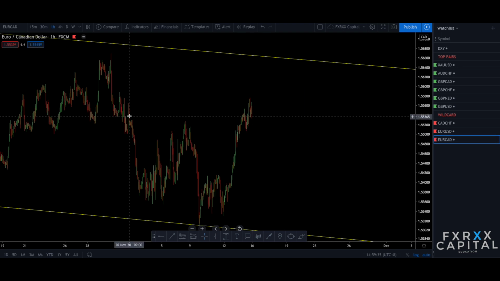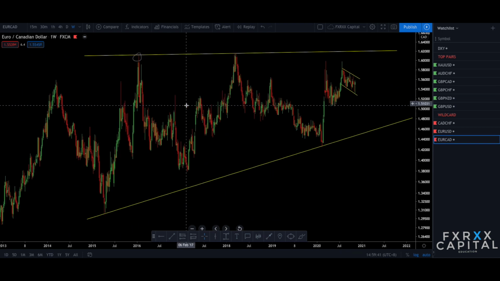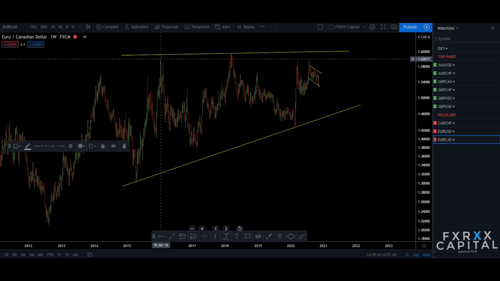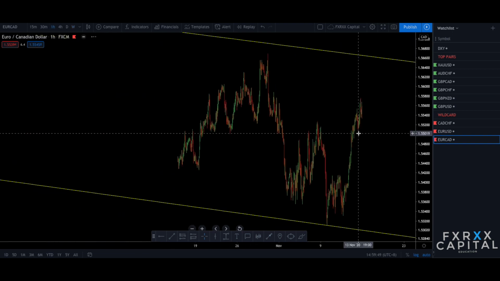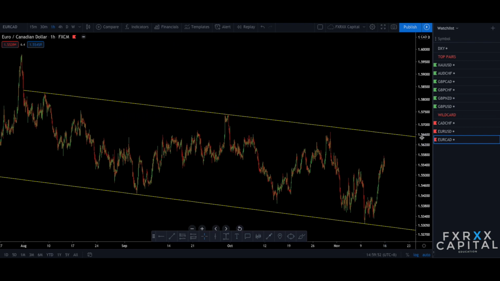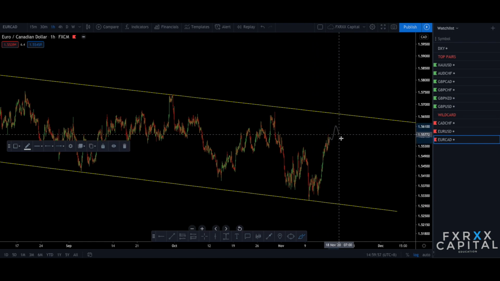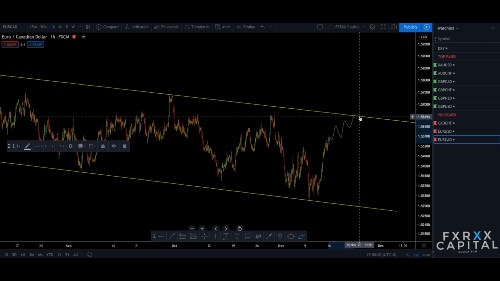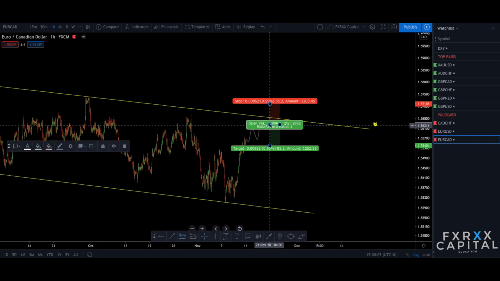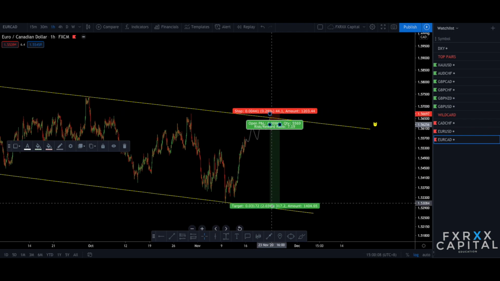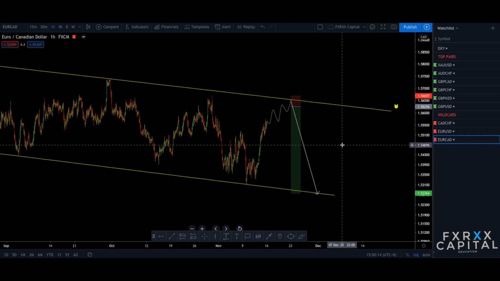Final pair is Euro Canadian dollar. Euro Canadian dollar, we can see price in this area, middle of the structure. You see first touch, second touch, and price is still in the middle of the structure. You can see in the 1 hour time frame, we want the price to approach this area. Set my alert and be ready to move to the downside, sell position in this area. So this will be the setup for this pair.